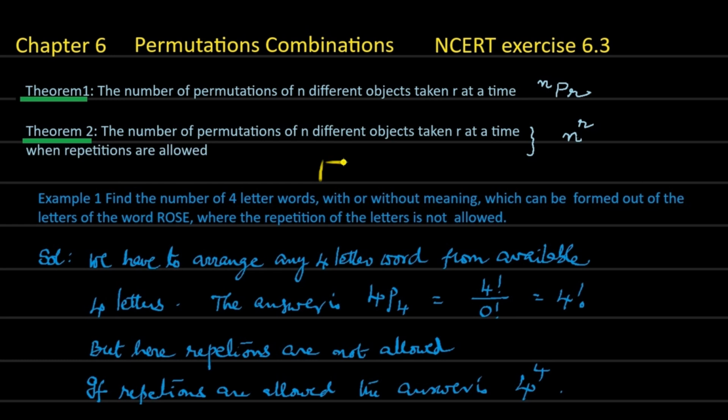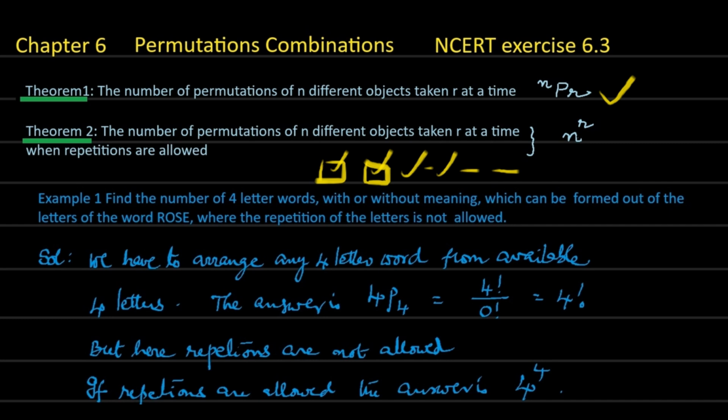There are r boxes. In the first box, you can put any of n things. Then you will have n minus 1 things. You can select 1 out of n minus 1 things and put it here. You can select 1 out of n minus 2 things and put it here. You can select 1 from n minus 3 things and put it here. So n times n minus 1 times n minus 2 times n minus 3 and it goes on. That is nPr.